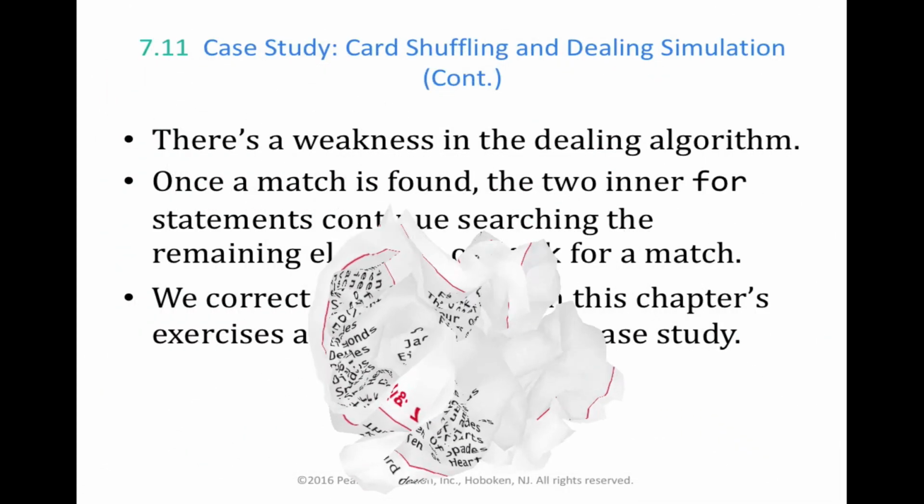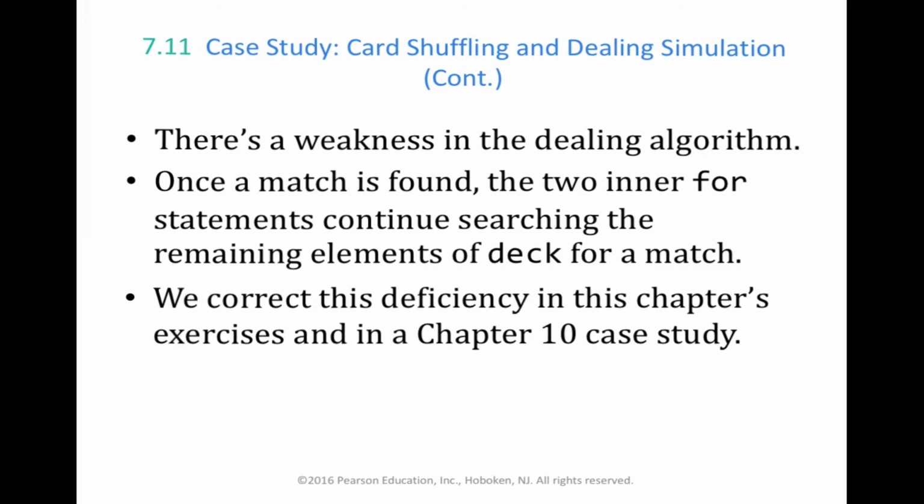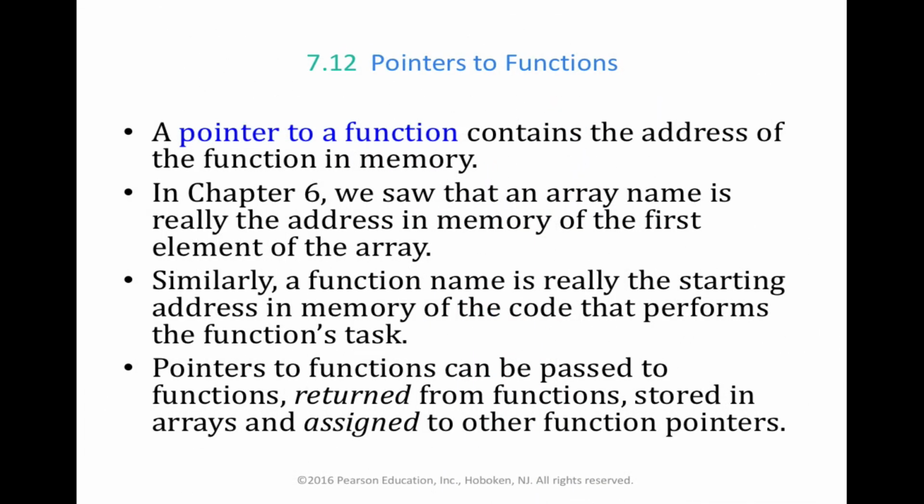That's pretty good. There's a weakness. Once a match is found, the two inner for statements continue searching the remaining elements of the deck. We will correct that in this chapter's exercise and in the Chapter 10 case study. There is a way out of that. We're going to do that.